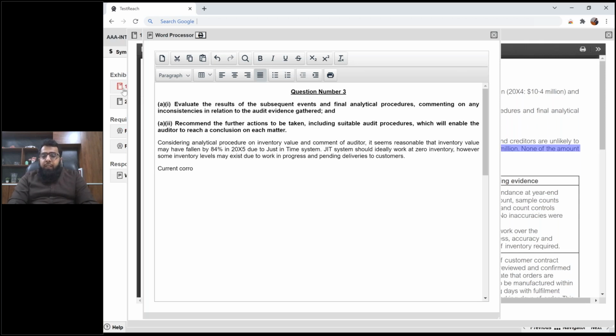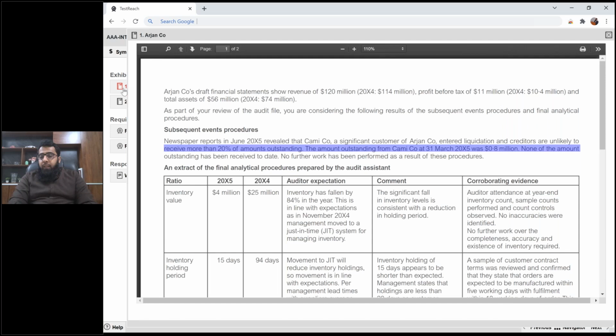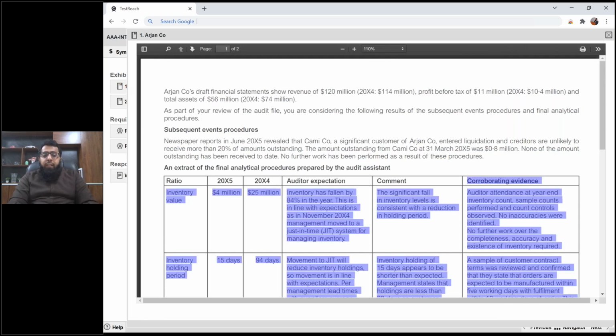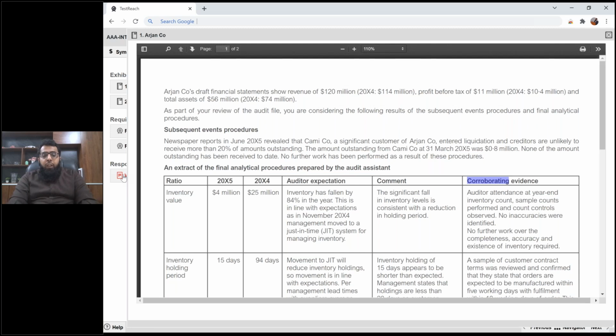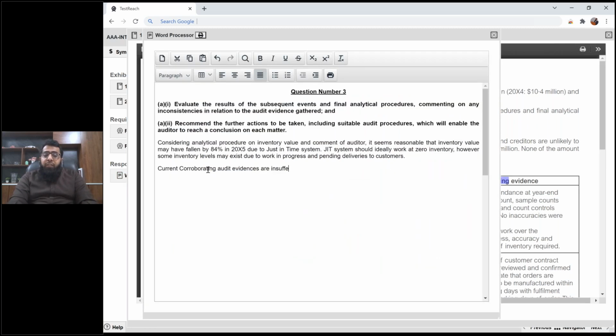Current audit evidences, the audit evidences which he has gathered, are insufficient in relation to inventory. Reliance is only placed on inventory counts, which can verify existence of inventory but not its completeness and valuation.